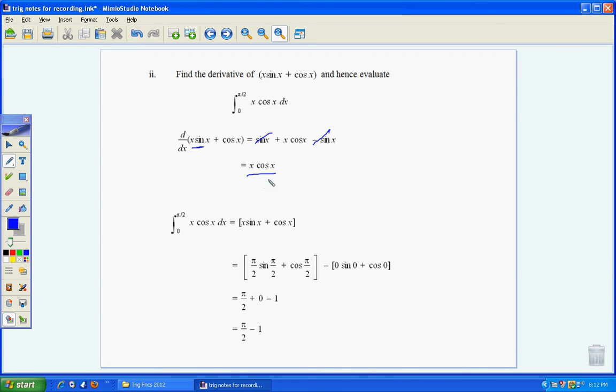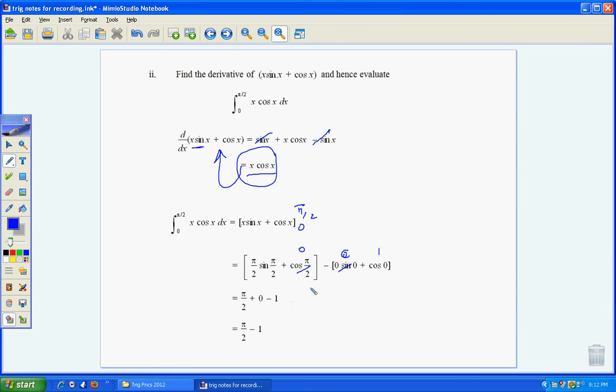Now when we integrate that, it's going to go back to what we started off with in the derivative. So the integral of x cos x is x sine x plus cos x, and then we're going to go between 0 and pi on 2. We substitute pi on 2 in, and we substitute 0 in. Now sine of pi on 2 is 1. Cos of pi on 2 is 0. So that's going to give us 0 there. That's all 0. And cos of 0 is 1.